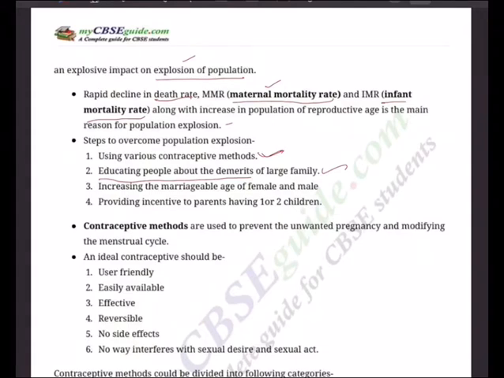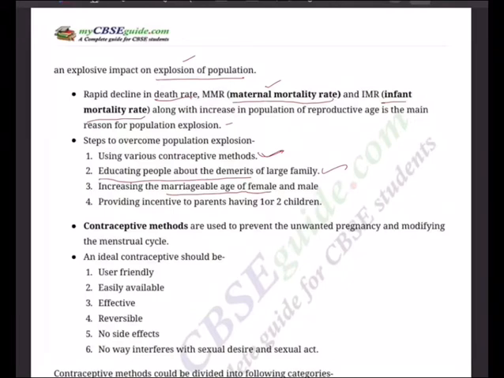Increasing the marriageable age of female and male. As I said, maybe your grandmother got married at the age of 10 or below 10. Now the age has become at least somewhere around 25 years for a female, and the males are going for it around 28 to 30 years.